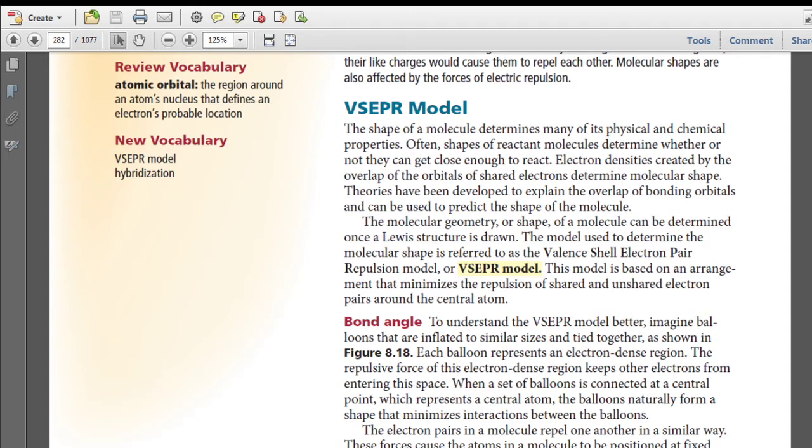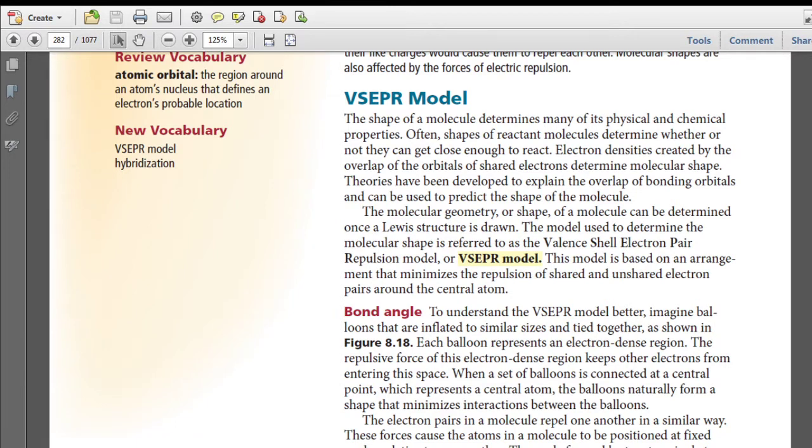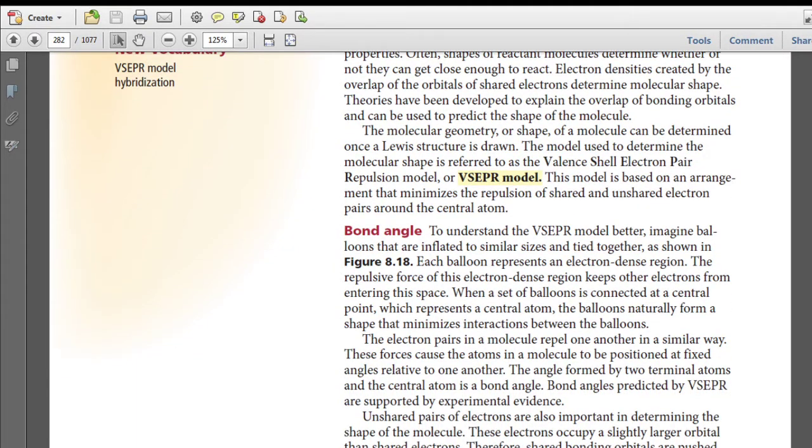And this is why I like the Lewis structure over the structural formula. The Lewis structure tells us the geometry. The model used to determine the molecular shape is referred to as the valence shell electron pair repulsion model, or you'll hear me refer to it as VSEPR. This model is based on an arrangement that minimizes the repulsion of shared and unshared electron pairs around the central atom.